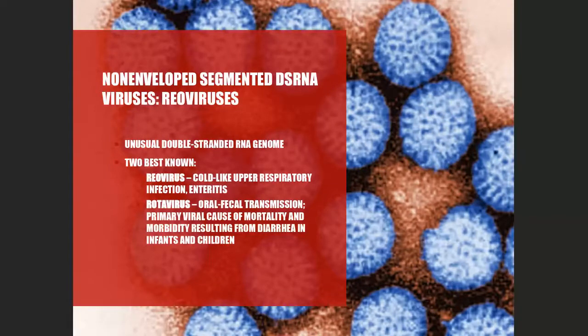The last one, and this is the most rare one, is a double-stranded RNA virus. It's only one, which is reoviruses. Okay, so naked, segmented, double-stranded RNA. Only one virus is called the reoviruses. Mostly it is enteritis, especially in babies.